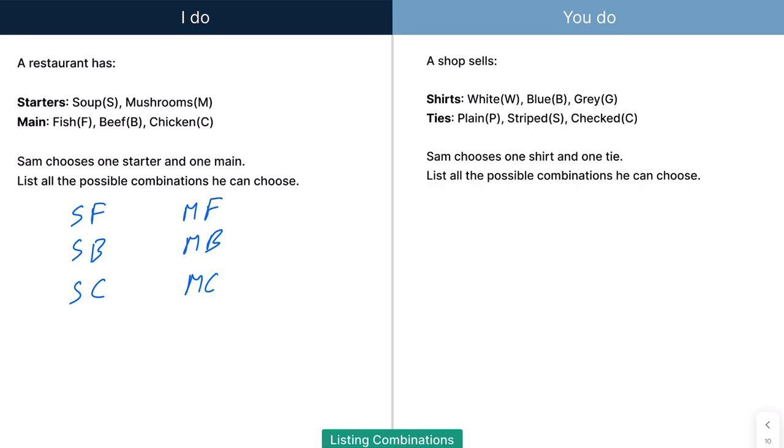So press pause and have a go at the example on the right. In this case, he can choose one shirt and one tie. So we have a white with a plain, and then we can have a white with a striped, and then we can have a white with a checked, and then we can do the same with the blue, and we can do the same with the grey.